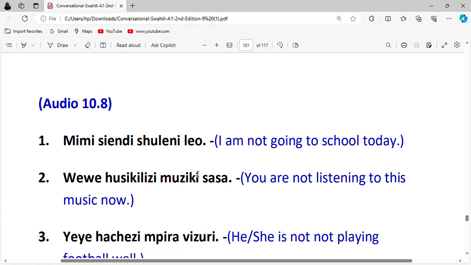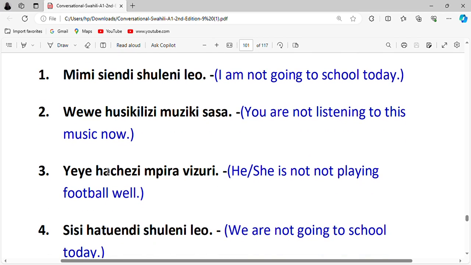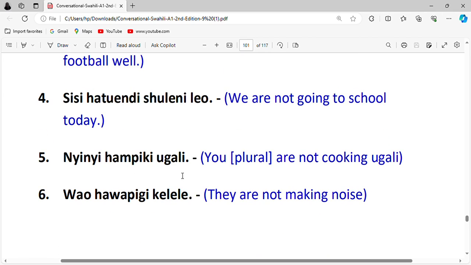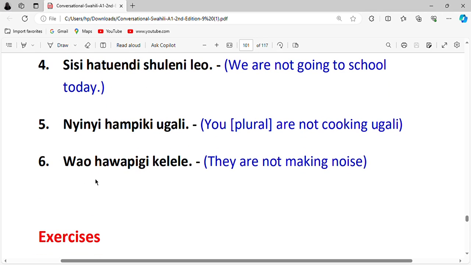Mimi siendi shuleni leo. I'm not going to school today. Wewe husikilizi muziki sasa. You are not listening to music now. Yeye hachezi mpira vizuri. He or she is not playing football well. Sisi hatuendi shuleni leo. We are not going to school today. Nyinyi hampiki ugali. You all are not cooking ugali. Wao hawapigi kelele. They are not making noise.